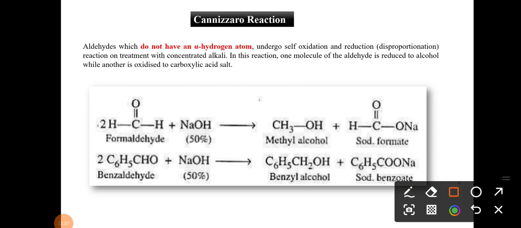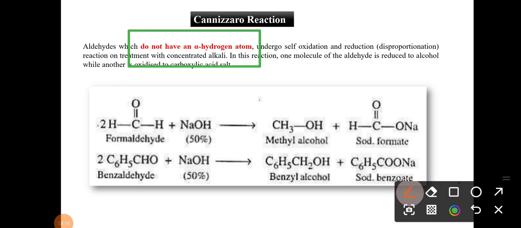What kind of aldehyde are you using which does not have an alpha hydrogen atom? So what are the examples which do not have the alpha hydrogen atom? Simply, the first one is formaldehyde and another one is benzaldehyde. These are very well-known compounds which do not have an alpha hydrogen atom.